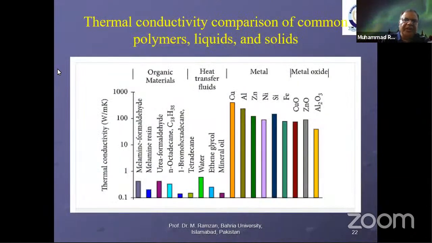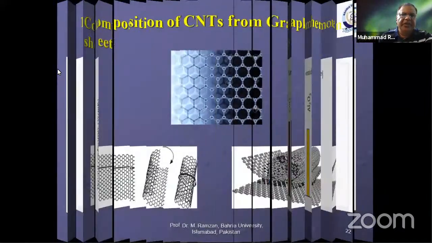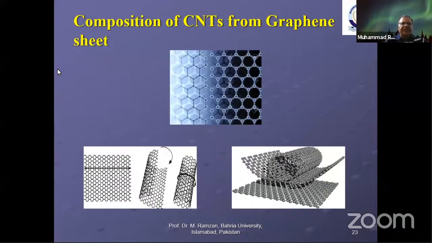This is the same thing with a bar chart. You can compare here. These are the base fluids: water, ethylene glycol, and mineral oil. And these are copper, zinc, nickel, silicon, iron, copper oxide, zinc oxide, and you can see the thermal conductivity compared to the base fluids. This shows the thermal conductivity of different organic materials, heat transfer fluids, metals, and metal oxides. Therefore, by suspending metallic particles in a fluid, its thermal conductivity is expected to increase. And similarly, you can see the composition of carbon.